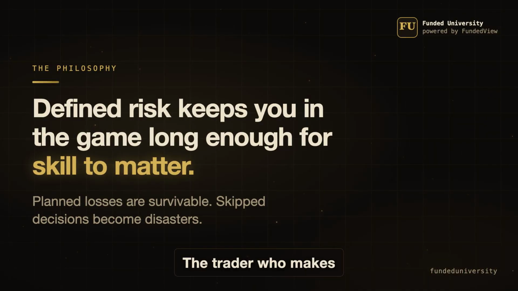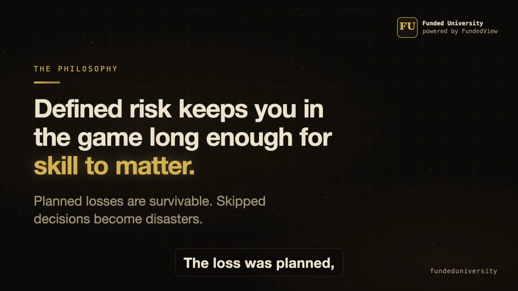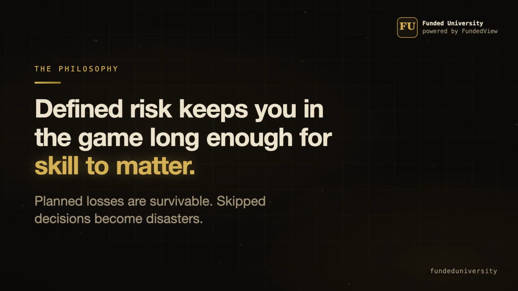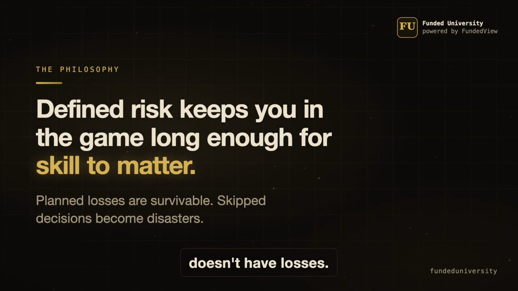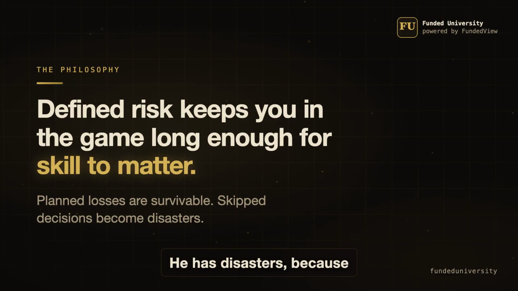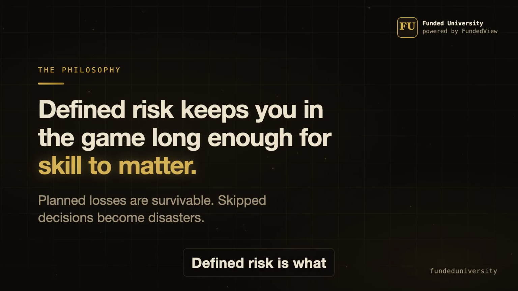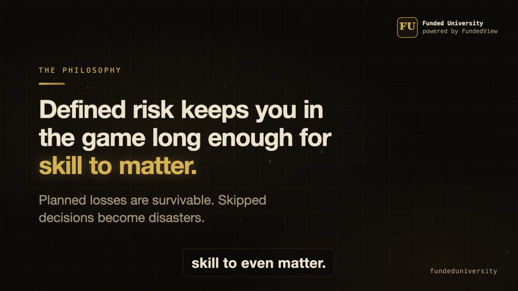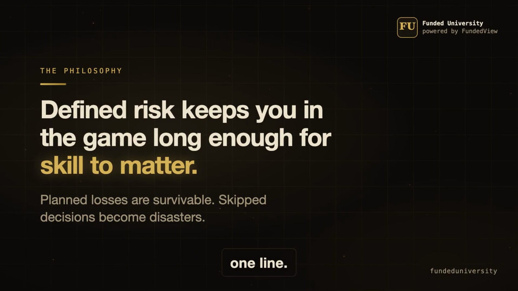The trader who makes all 5 decisions can take a loss and be completely fine. The loss was planned, sized, and survivable. It was a business expense. The button clicker who skipped them? He doesn't have losses. He has disasters. Because a loss you never defined has no bottom. Defined risk is what keeps you in the game long enough for skill to even matter. That's the entire philosophy of this series in one line.